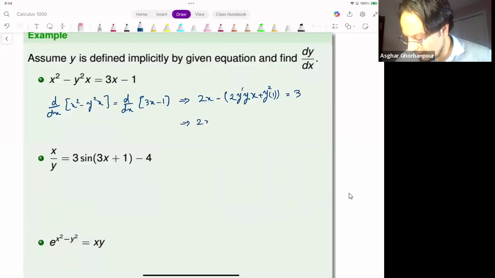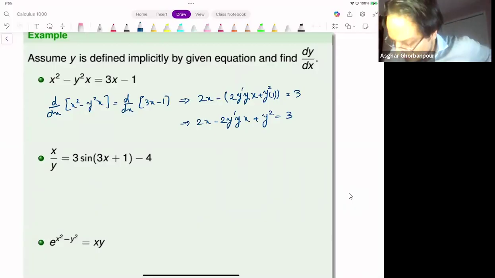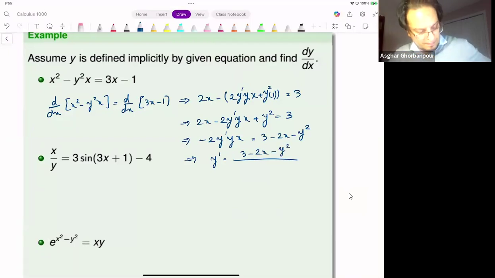Then you get 2x minus 2y prime yx plus y squared equals 3. Once you did that, you have an equation for y prime. You have to solve it. In other words, keep the terms with y prime on one side and send everything else to the other side, and then divide by the coefficient of y prime to the other side, which is that.